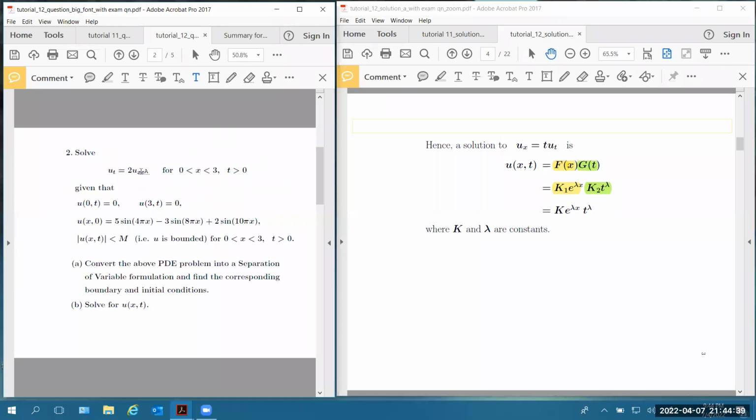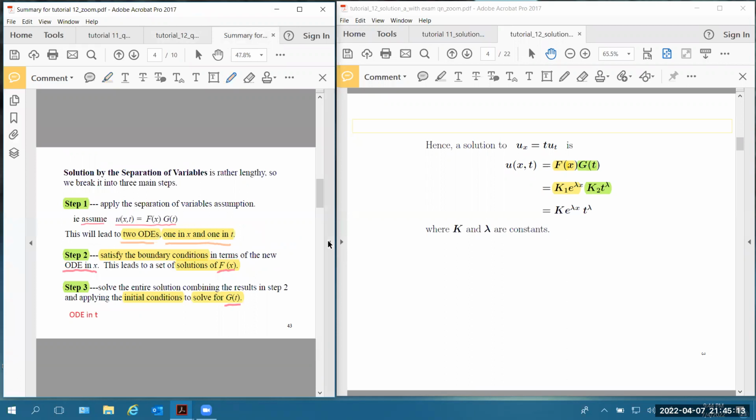Now this question here. We want to solve this equation. This is our PDE, y'all. Our PDE, u_t equals 2u_xx. Okay, so look at this. Class, can you tell me how many differentiation terms do we have here? Look at this PDE. How many? Two. There's a u_t, there's a u_xx. So there are two differentiation terms.